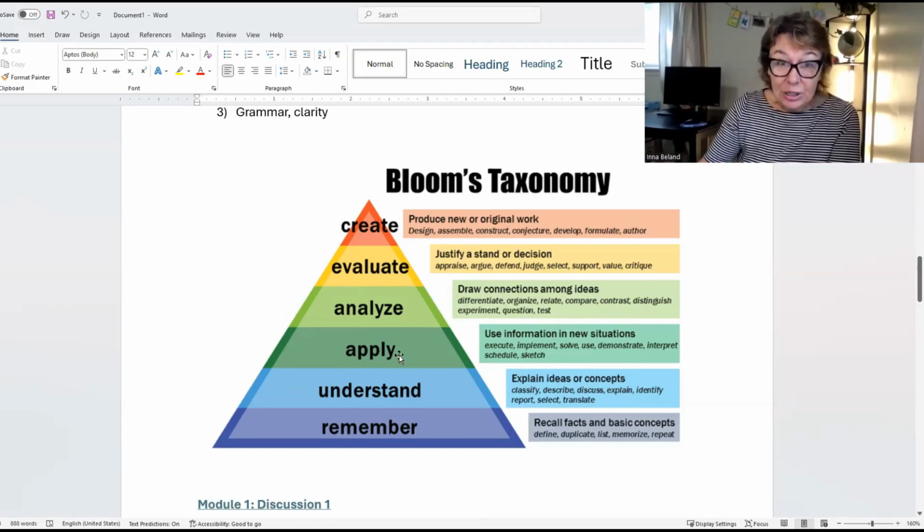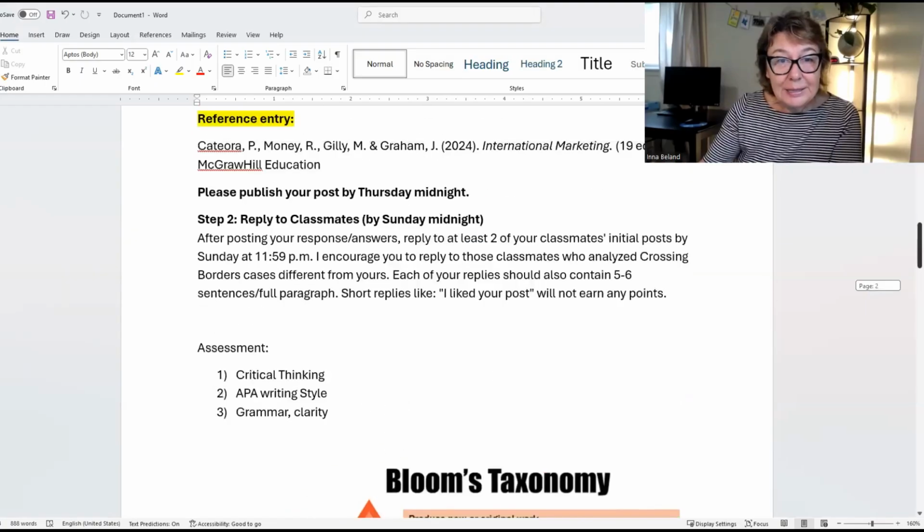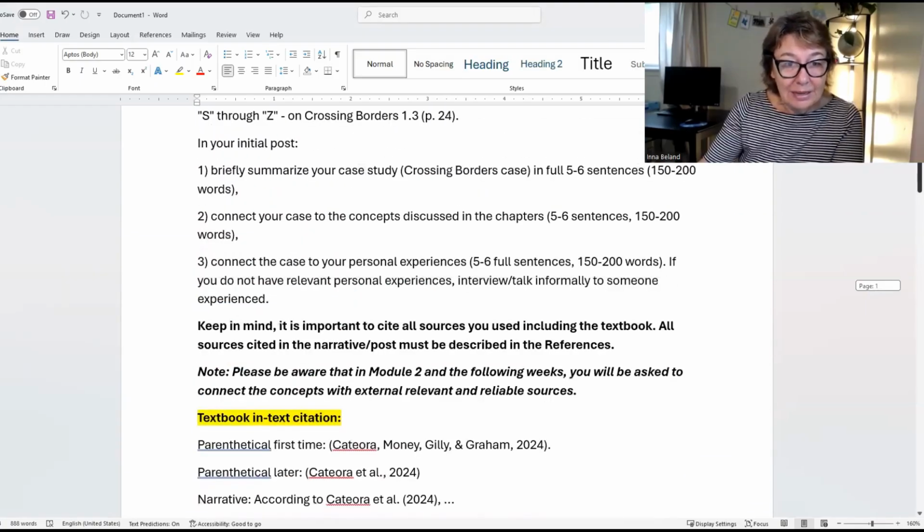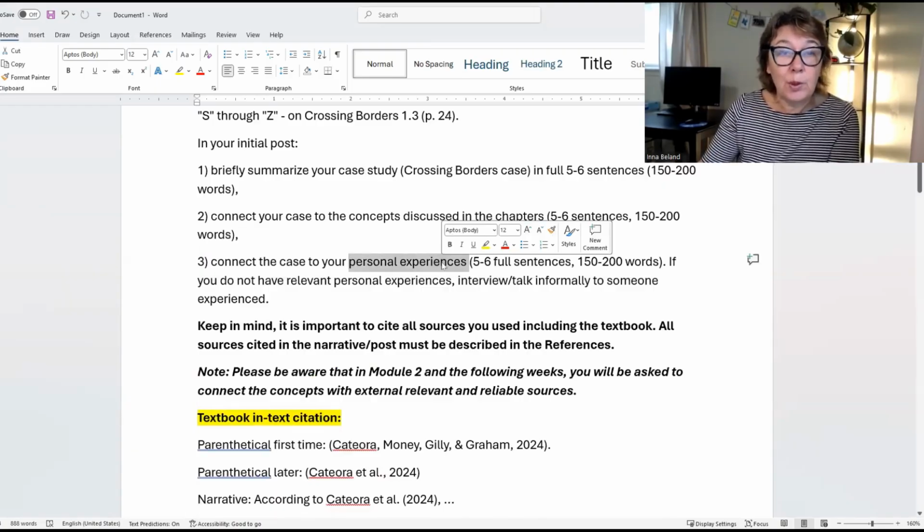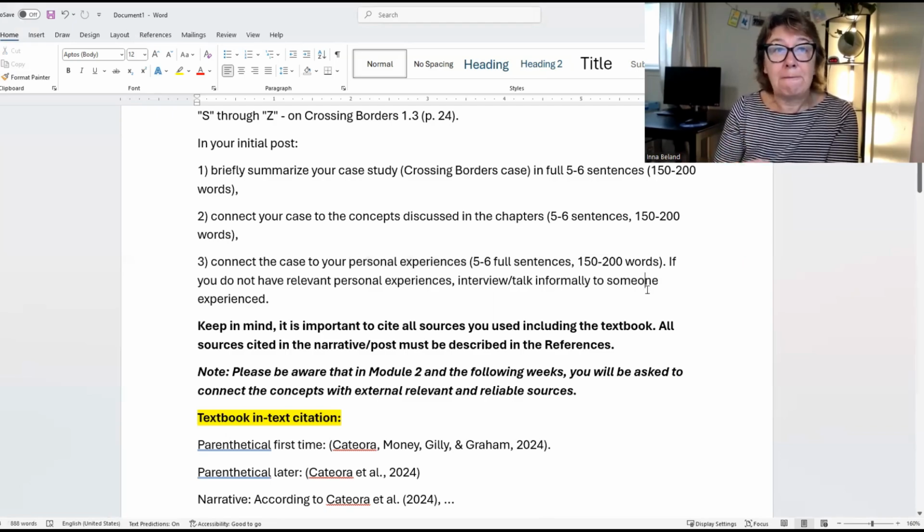And application, which also is expected from you, is here. When you speak about your personal experiences in relationship to the case study, you provide the application. You apply theory to practice, to your personal life. It is also about connections and application.